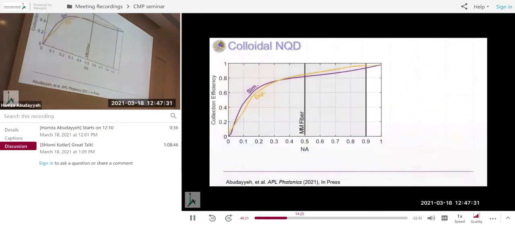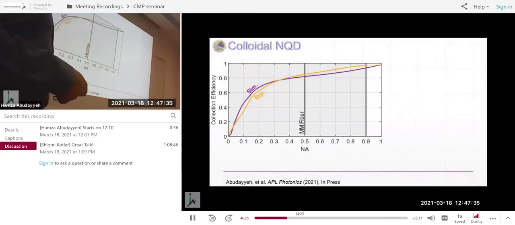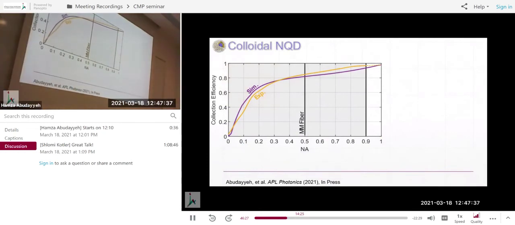Okay. Now, this is a real proof of the strength of our antenna in directing the emission. We can integrate this image and figure out what the collection efficiency is. So what's the probability of collecting at each angle? Here, it's just the sine of the angle. The orange is the experimental curve. The purple is the simulations. And you can see that there's quite good agreement. And for example, for an NA of 0.5, which is an NA of a multimode fiber, you can get up to more than 80% of the photons already.